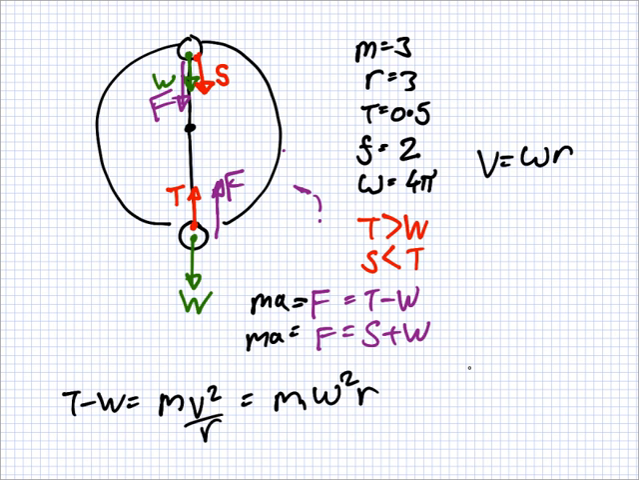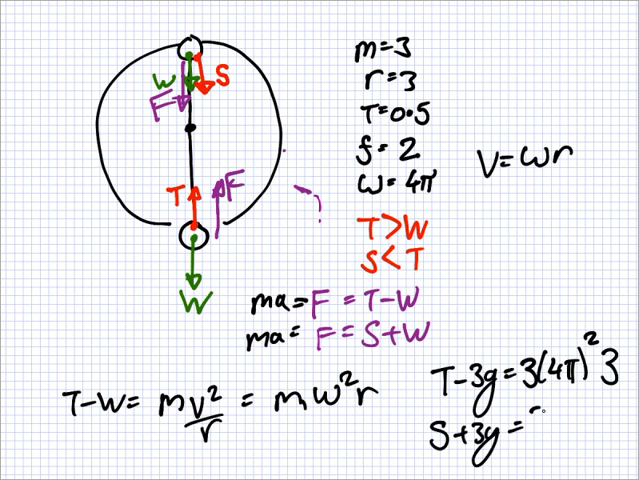So I now get two equations. T minus 3g equals 3 times 4 pi squared times R. What's R? 3. And I also get S plus 3g equals m omega squared R. Did I do that right? Yeah? Is that okay?